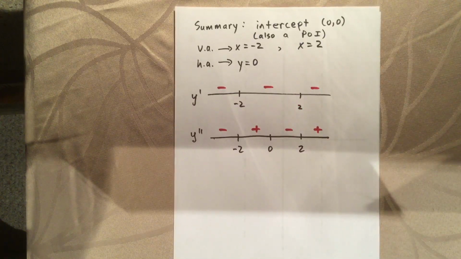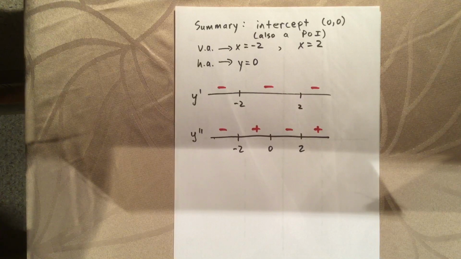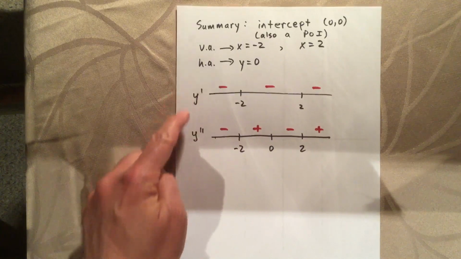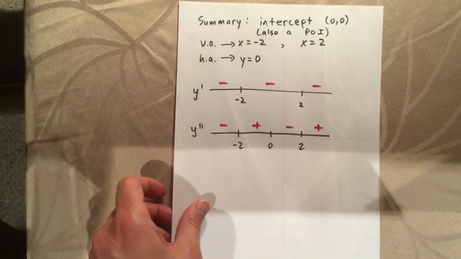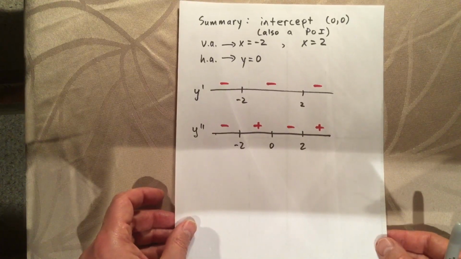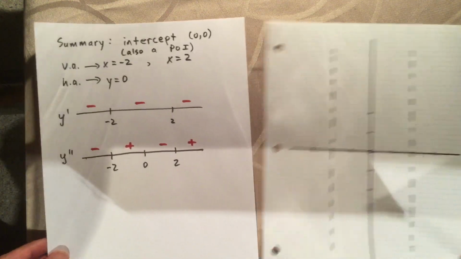So in summary, what we have in this question is an intercept at 0, 0 that also operates as a point of inflection. We have a vertical asymptote at x equals -2 and at x equals 2 with a horizontal asymptote at y equals 0, with the first and second derivatives giving the increasing, decreasing, and concavity behavior like that. So now we're going to try and graph it.